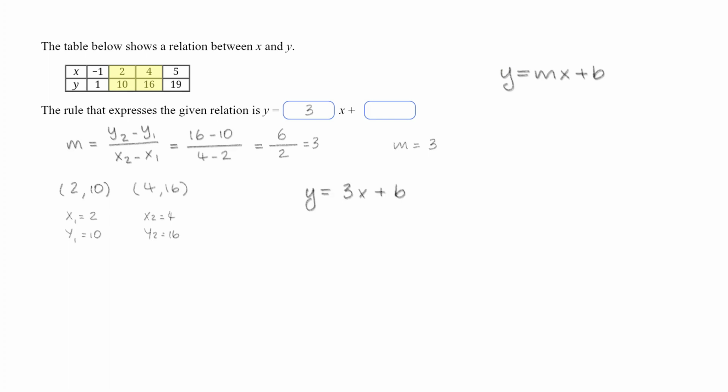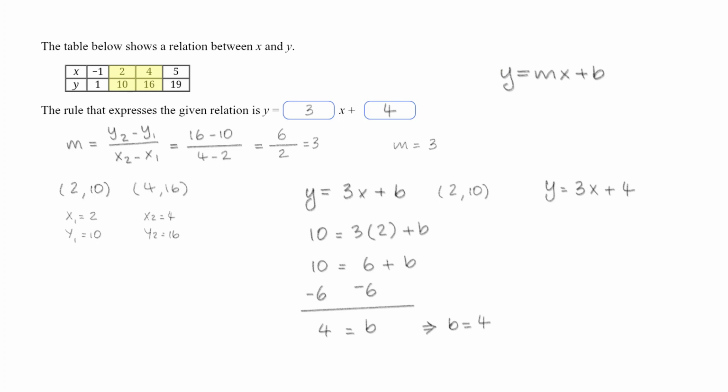To find b, we just plug in one of our x and y pairs. Let's use 2, 10. Start with y equals 3x plus b. Plug in 10 for y and 2 for x. Multiply. 10 is equal to 3 times 2 plus b. Solve for b. Subtract 6 from 10 and you get 4. Our y-intercept is 4. Now put it all together. Y equals 3x plus 4.